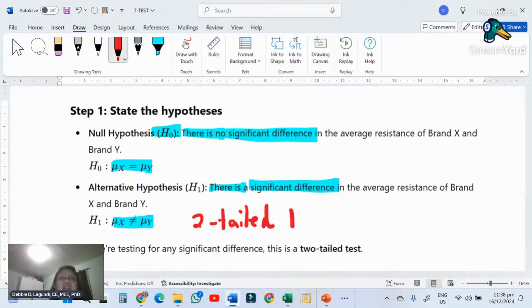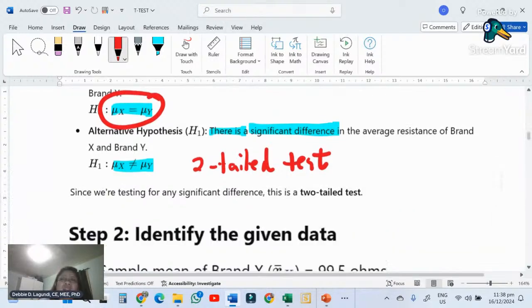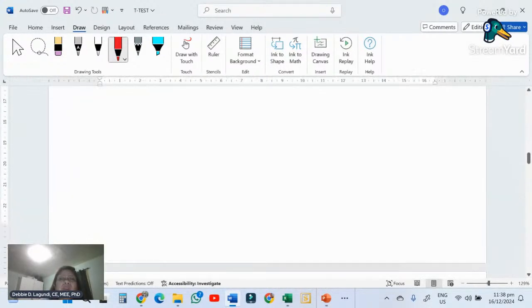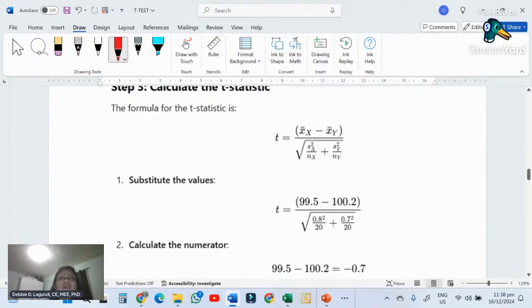Even if the statement did not say that it's two-tailed, you can see from how it was stated that the mean resistance of X is equal to the mean resistance of Y. So that is a two-tailed test. That's an indicator. Okay, so these are the given. And now the formula.